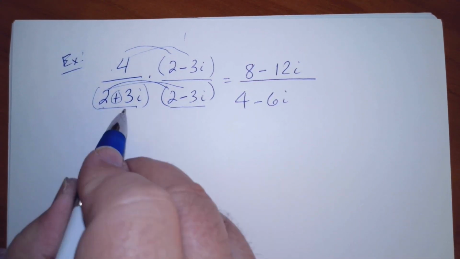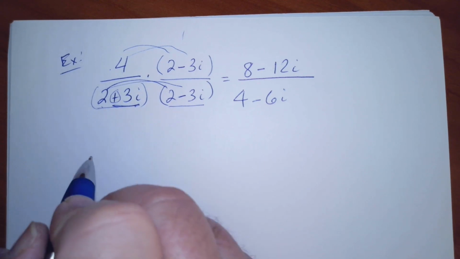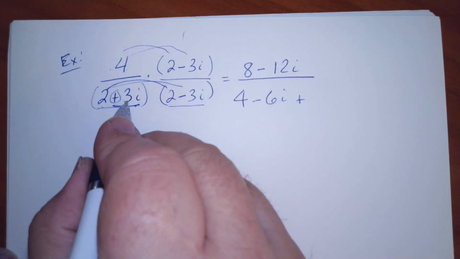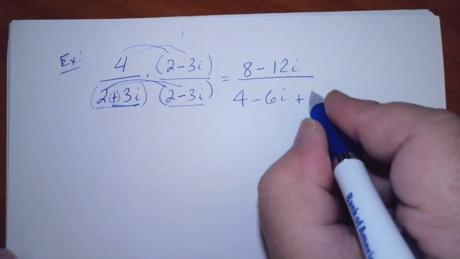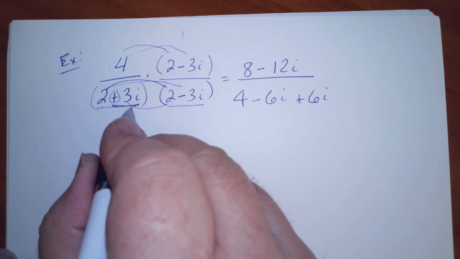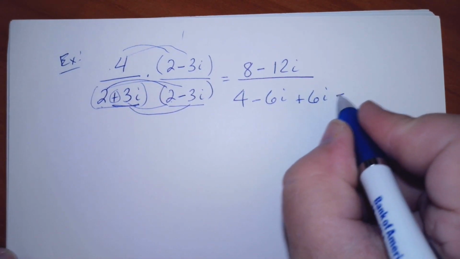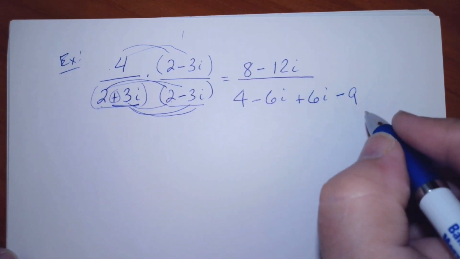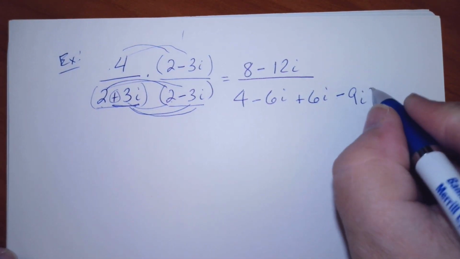So that one, now's the other one. It's a positive 3i. Positive times positive is a positive. 3 times 2 is 6i, so it's a 6i. Positive times negative is a negative. 3 times 3 is 9. i times i is i squared.